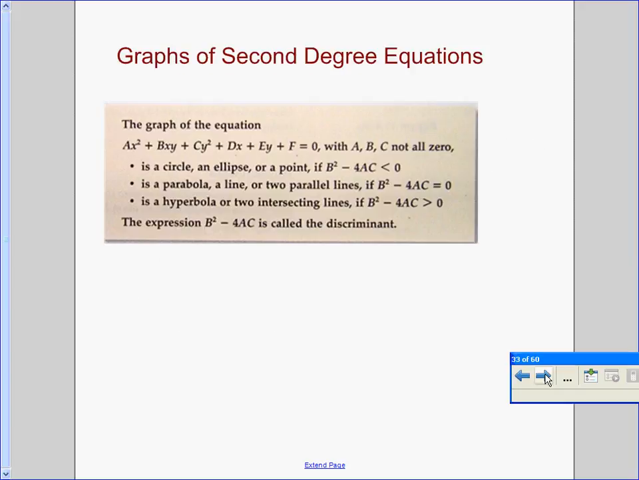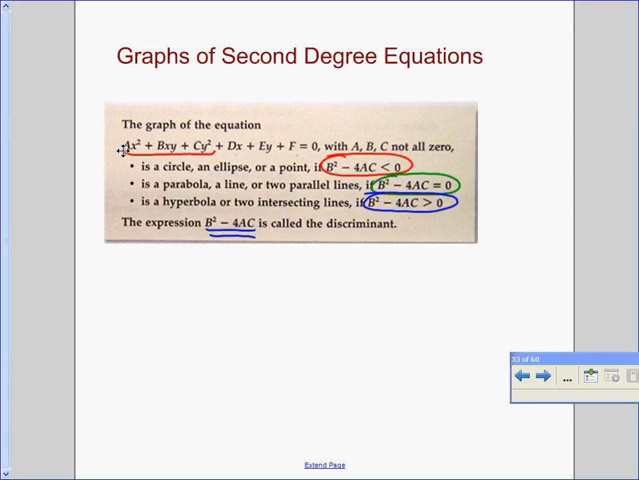And for graphs of second degree equations, we can use this formula here. If we put it in the form ax squared plus bxy plus cy squared, if we put those up front, and a, b, and c are not all 0, then we would have a circle, an ellipse, or a point if b squared minus 4ac is less than 0. We could have a parabola, a line, or two parallel lines if b squared minus 4ac is equal to 0. Or we could have a hyperbola or two intersecting lines if b squared minus 4ac is greater than 0. This expression here is called the discriminant.